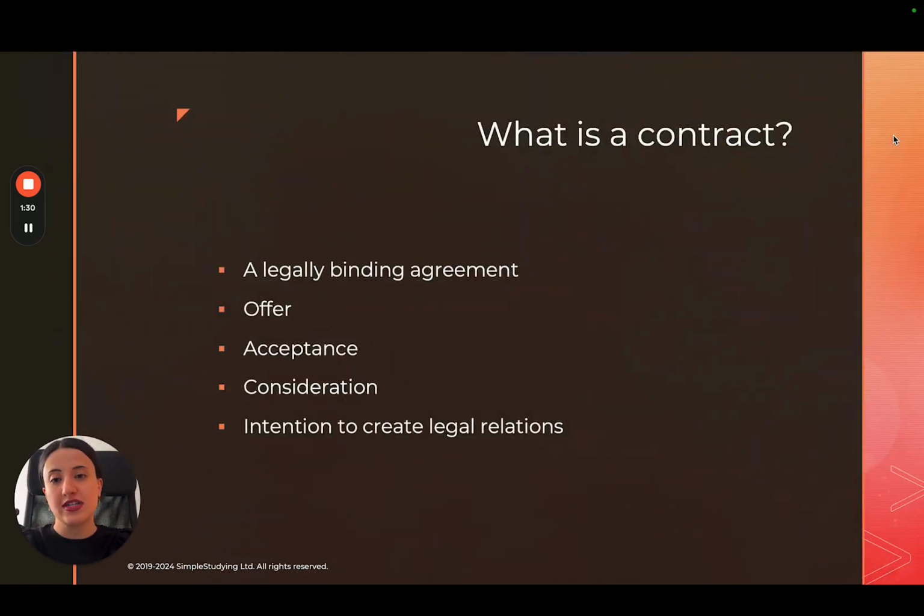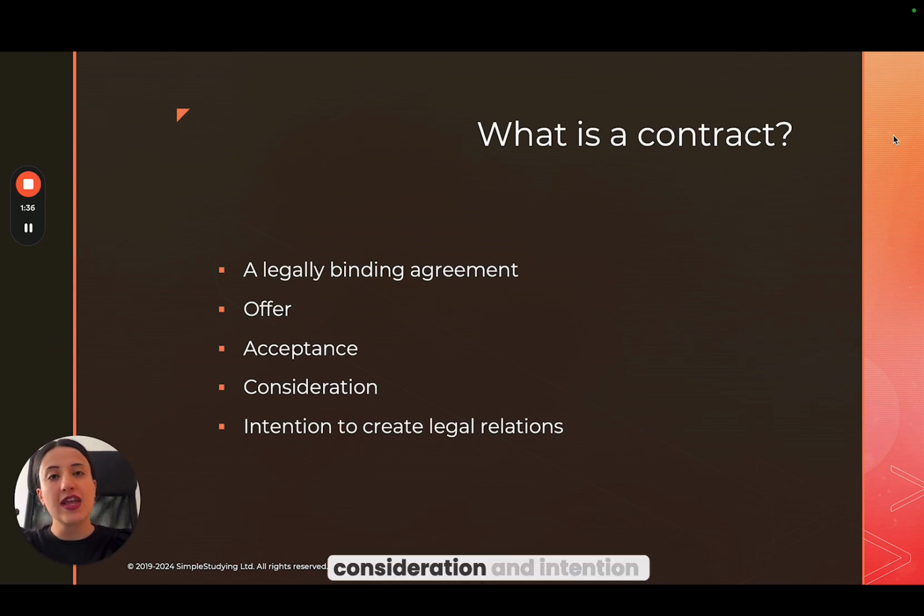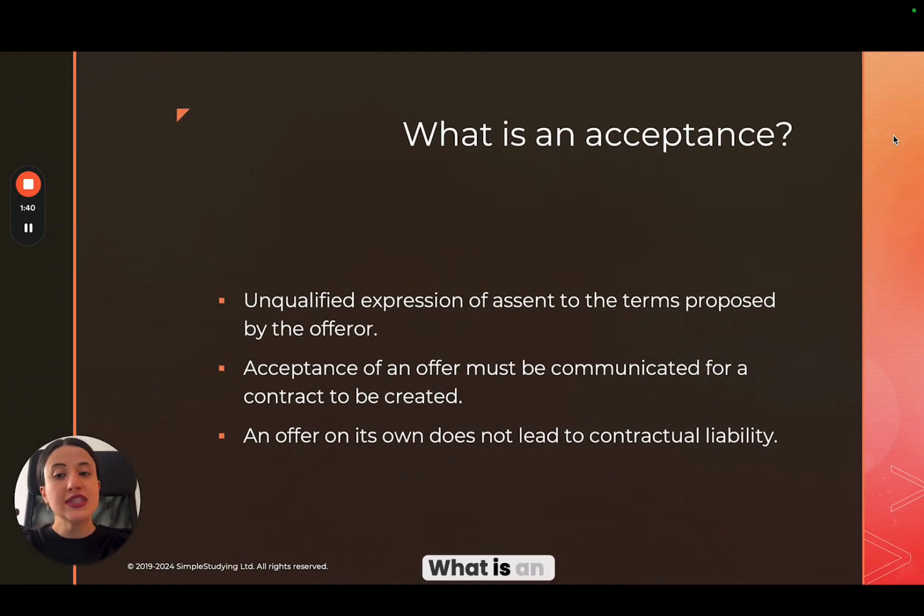What is a contract? Contract is a legally binding agreement with offer, acceptance, consideration, and intention to create legal relations. What is an acceptance? Acceptance is unqualified expression of assent to the terms proposed by the offeror.